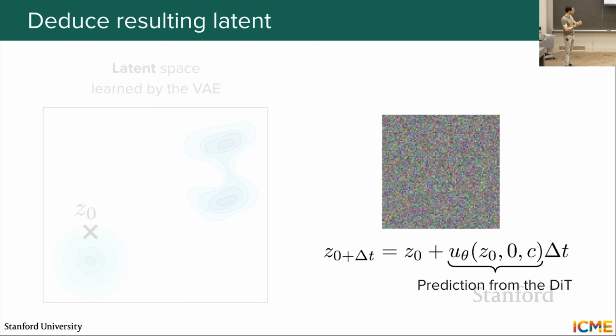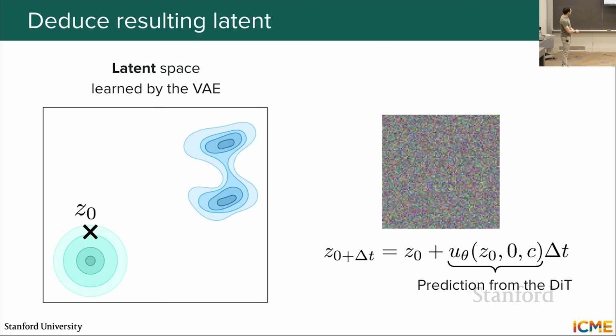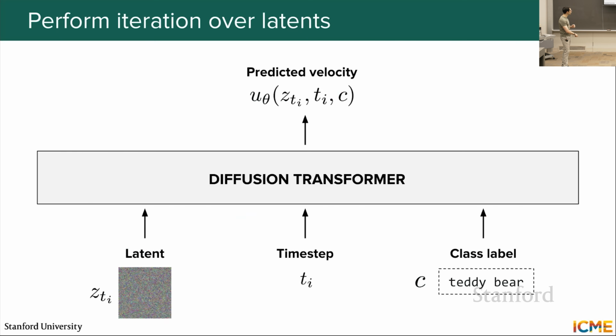So you obtain this Z0 plus delta t that you can also have represented like this on the left in your latent space. So that's great. So now let's do one more.